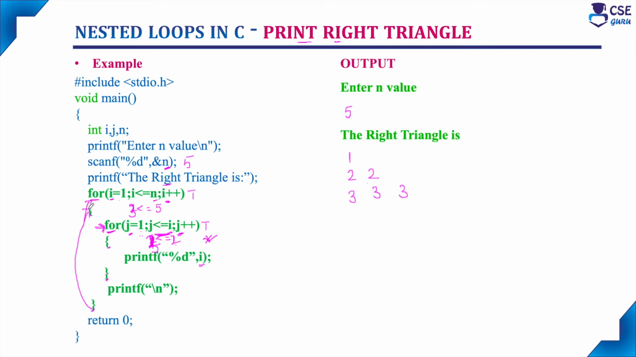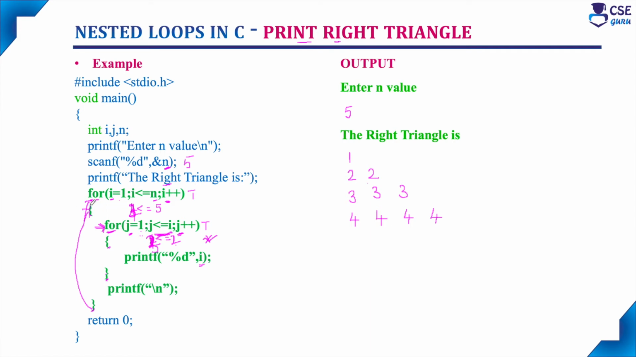Again control will be transferred to the outer for loop. Now i will get incremented to 4. Check the condition whether 4 is less than or equal to 5. Since the outer for loop condition is true, again control will be transferred to the inner for loop. Now when j is equal to 1, it will print i value. j is equal to 2, it will print. j is equal to 3, it will print. j is equal to 4, it will print, up to i value is equal to 4. When j is equal to 5, the inner for loop will terminate.